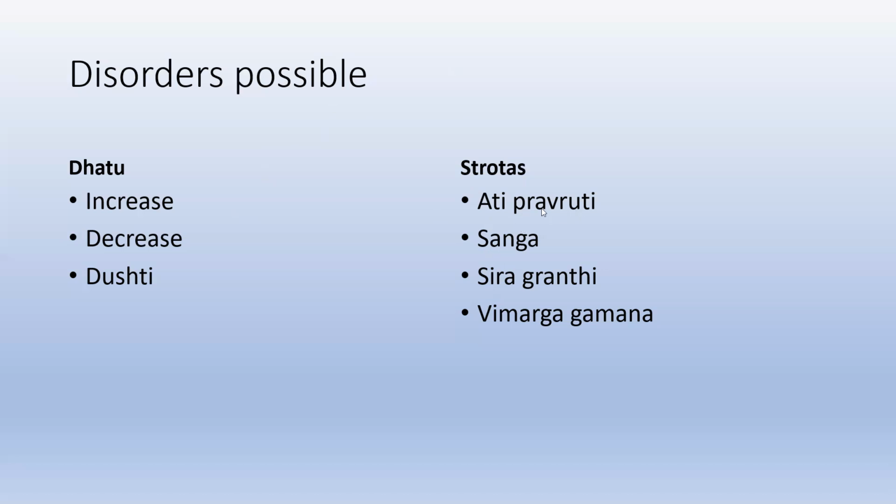Too much flow, blockage, formation of abscesses or tumors, actually forming an outgrowth, and false passage, the last one. Ati pravriti is too much flow, sanga is stagnation, siragranthi is tumor or formation of any growth. Vimarga gamana is the formation of a false passage. Meaning that's not the path it should take, but it breaks open some kind of barrier and takes another path.